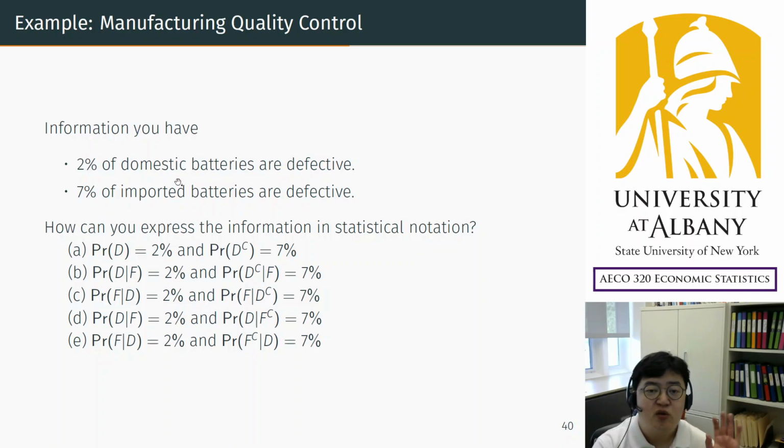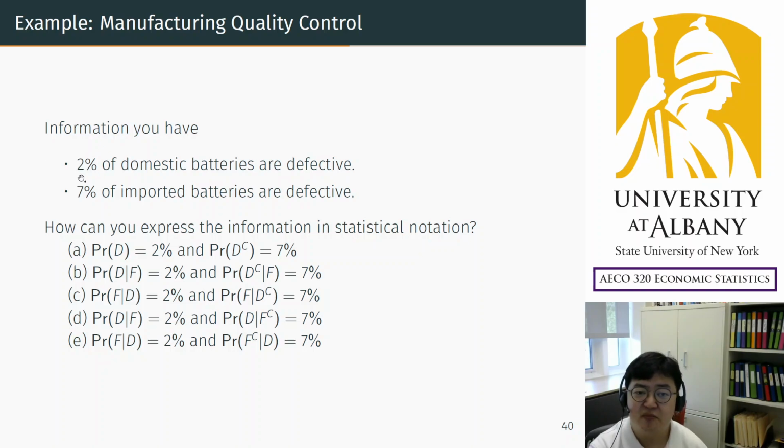We know that domestic batteries are defective with 2% probability. But imported batteries are more likely to be defective, with probability 7%. So then my first question is, how do you express this information using our notation? Think about that. This is not an algebra question. It's how you translate casual words into statistical notation. The answer is like this.